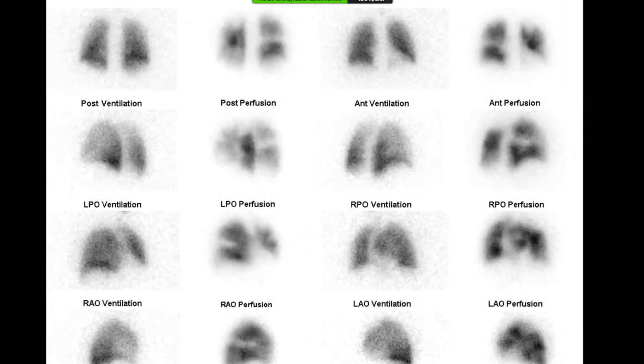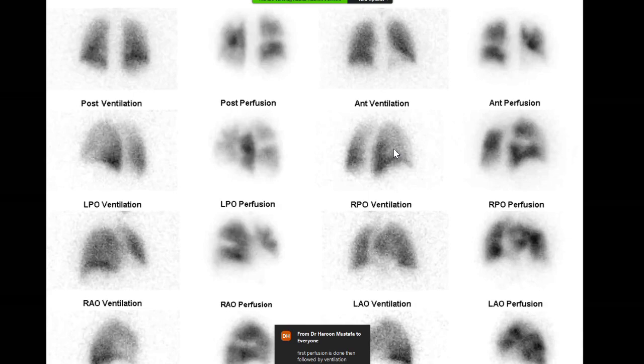A normal VQ scan is symmetrical. So these reduced uptake areas, where there is no uptake of radiopharmaceutical because of the presence of the thrombus, that is the defect. If you compare this with the ventilation, which is normal, it's the reduced uptake which is abnormal on perfusion. So when we say perfusion defect, we are talking about these areas of reduced uptake where my arrow is. And when you compare with the contralateral side on the ventilation scan, you see normal ventilation in that region. Does it make sense? Yes, sir.